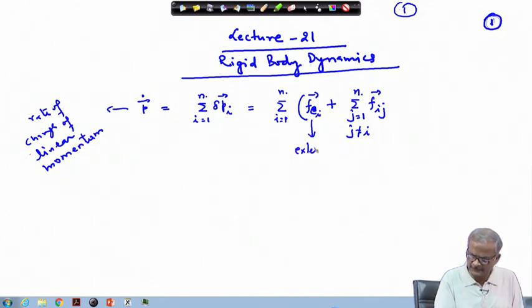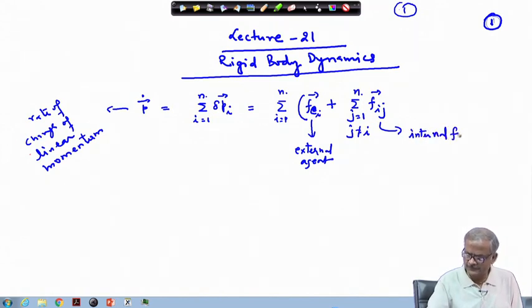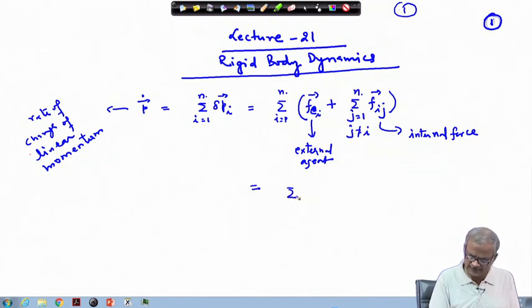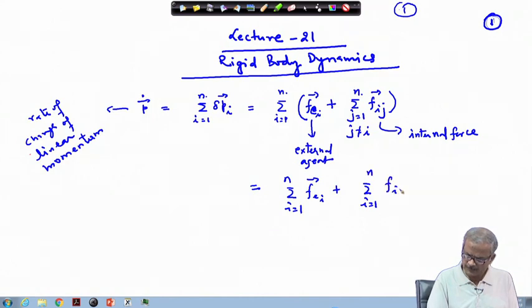This is the external agent, while this is due to the internal forces which arise from the interaction of the different particles. So, if we write it this way, you can check that this will be sum over i equal to 1 to n F_E_i plus summation, and this summation over j equal to 1 to n, j not equal to i.